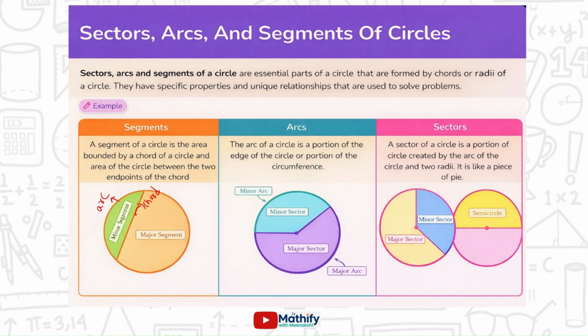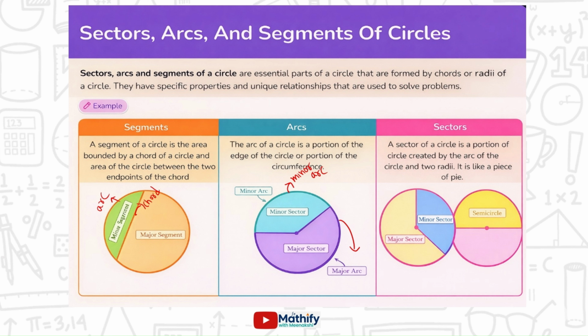Now, what is arc? Arc means part of circumference. That means boundary. You know, circumference is boundary. So, part of that boundary. If it's again less than half, you will say minor arc. If it's more than half, you will say major arc. As you can see in figure, let's move to sector.